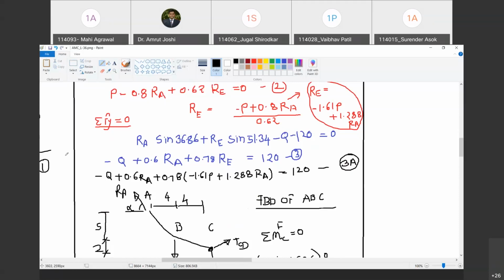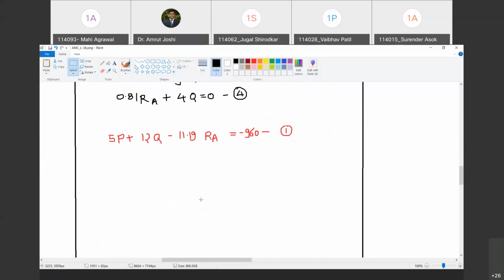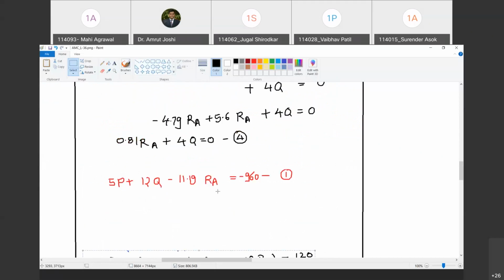Happy? Yes, sir. Let us copy this equation number 3A here for our benefit. And now let us simplify this. Now we have one equation in terms of P, Q and RA. Do you agree with me? Yes, sir. We have one more equation in terms of P, Q and RA, and that is equation number 4.